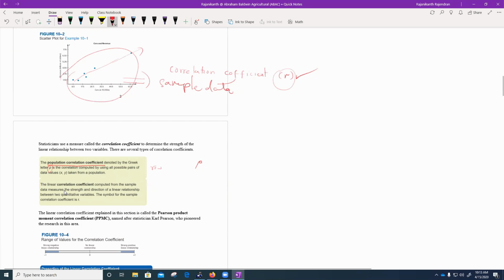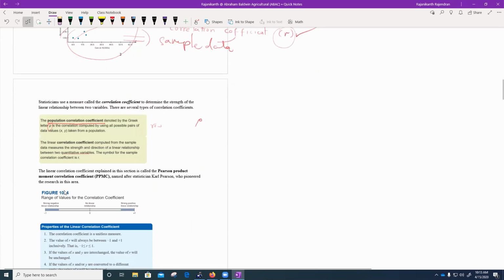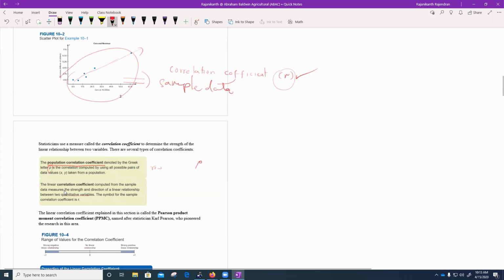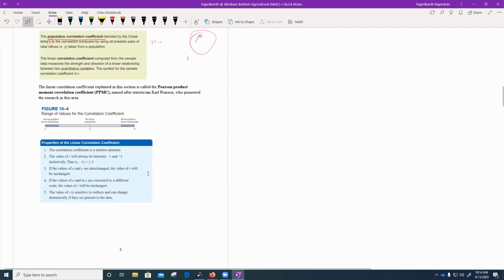The linear correlation coefficient computed from the sample data measures the strength and the direction of the linear relationship between two quantitative variables, x and y, you could call. So now we are going to look at the formulas to calculate little r. It is very hard for us to find the population correlation coefficient. Instead, we find the sample correlation coefficient, little r.